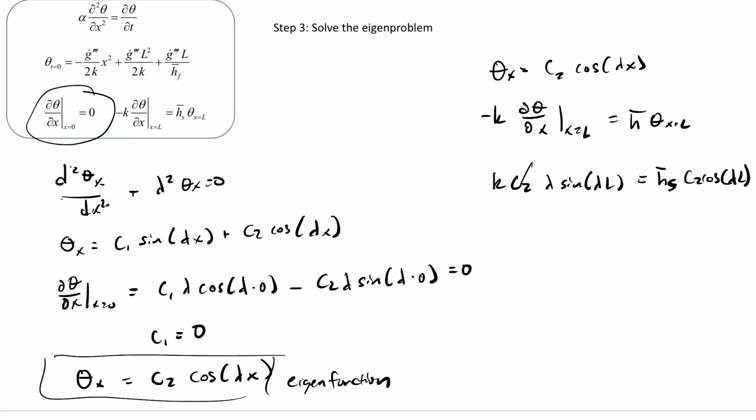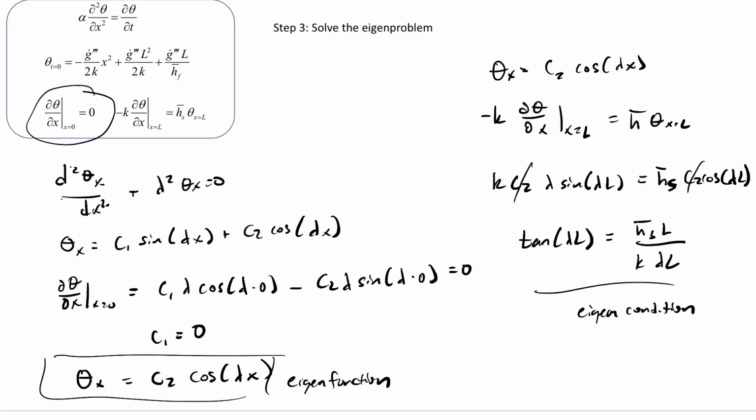The C2s will cancel out here, and we're left with our eigen condition. Bring cosine over to the left-hand side, so we have tangent of λL is equal to h̄s times L over k times λL, or h̄ over k times λ. There's our eigen condition. Any questions on this so far?